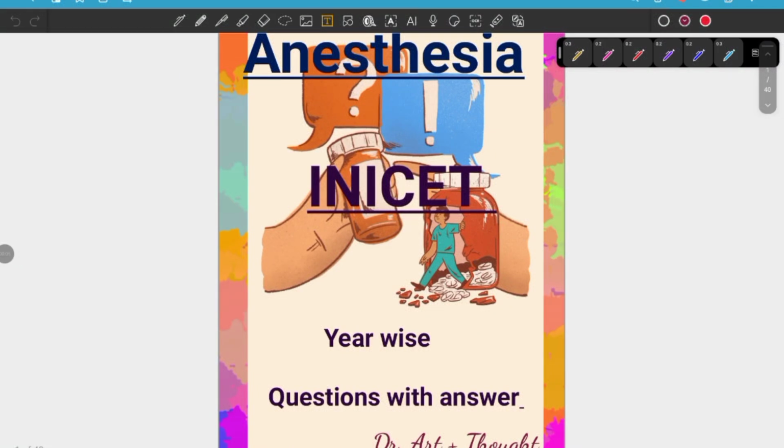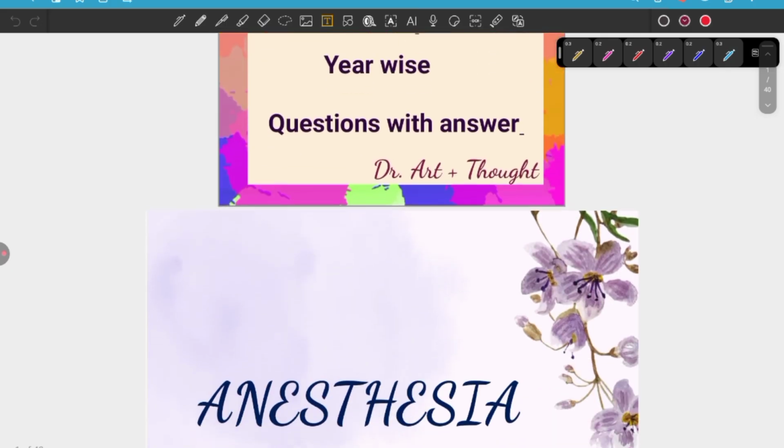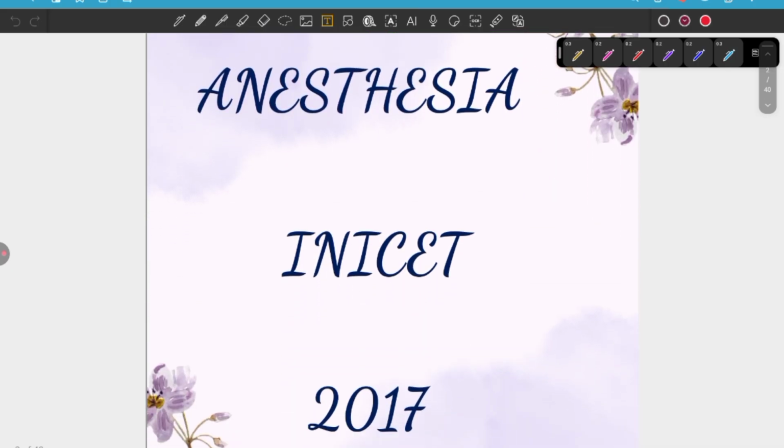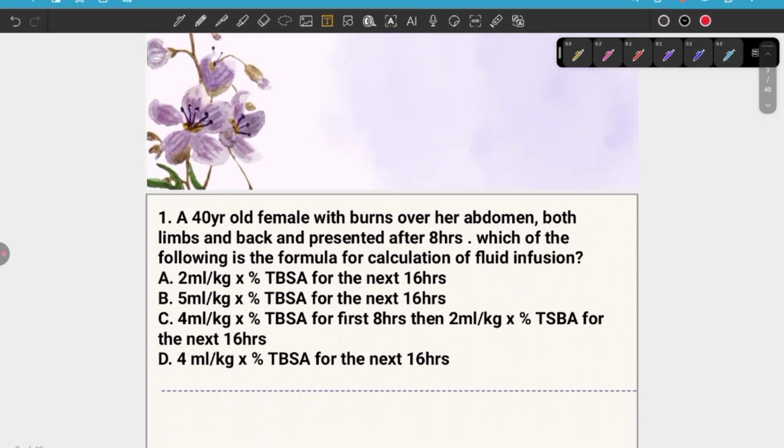Today let's discuss Anesthesia INICET papers year wise, all the questions and answers. Yes, let's start. First is 2017 paper. First question: a 40-year-old female with burns over her abdomen, both limbs, back, present after 8 hours. Which of the following formula is used for the calculation of fluid infusion?